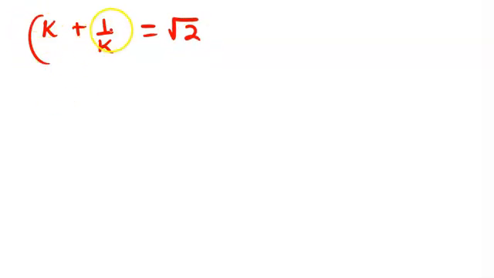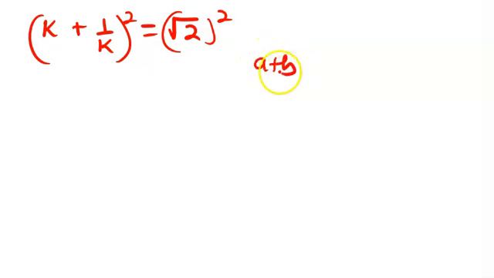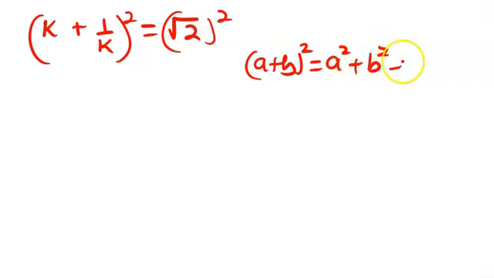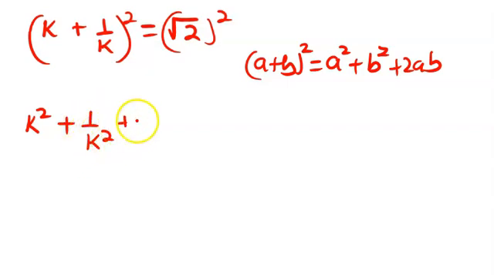Let's start. We have k plus 1 over k is equal to root 2. Let's square both sides. Now from algebraic identities, a plus b all squared is the same as a squared plus b squared plus 2ab. So in the same way, on the left hand side, we are going to have k squared plus 1 over k squared plus 2 times k times 1 over k, which is equal to 2. The square will take care of the square root, so this will cancel.